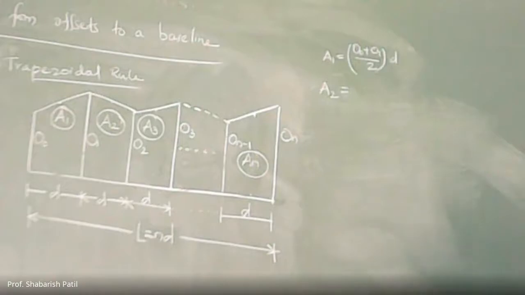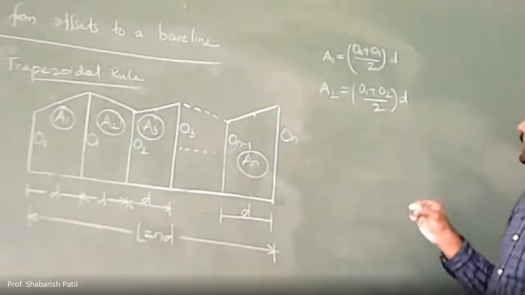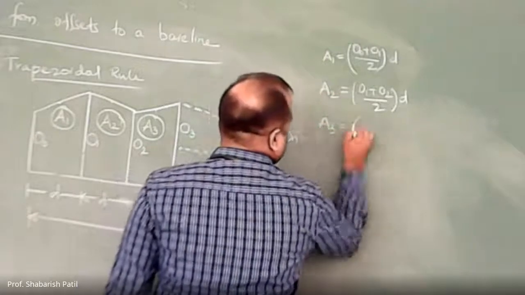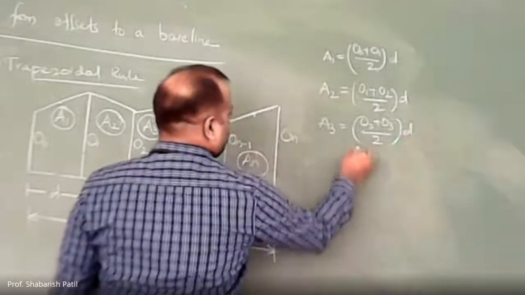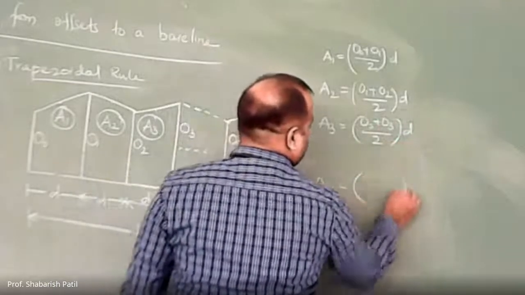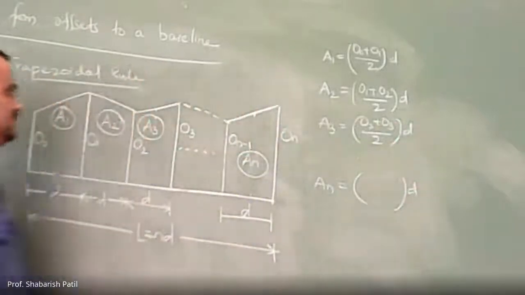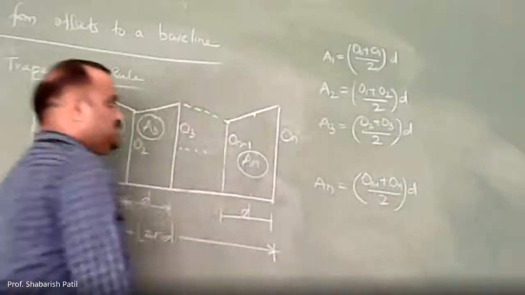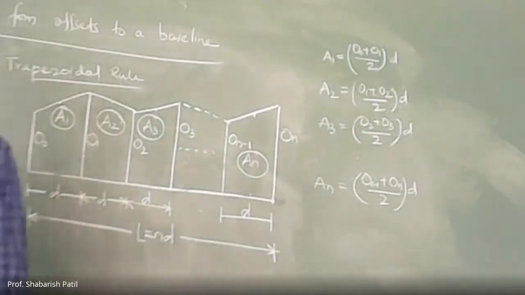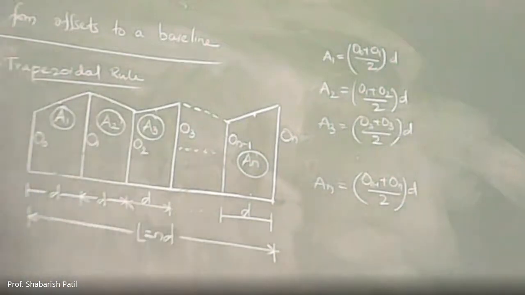Area of the second strip: O1 plus O2 by 2 into D. Similarly A3: O2 plus O3 by 2 into D. Like this, area for the nth strip: O(n minus 1) plus On by 2 into D. These are the areas of the individual segments.